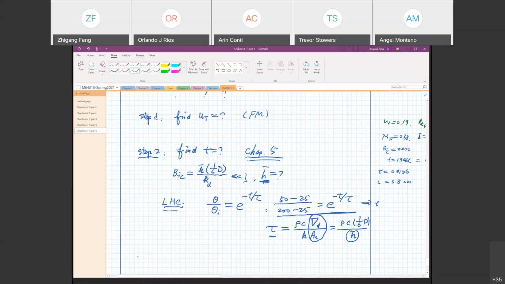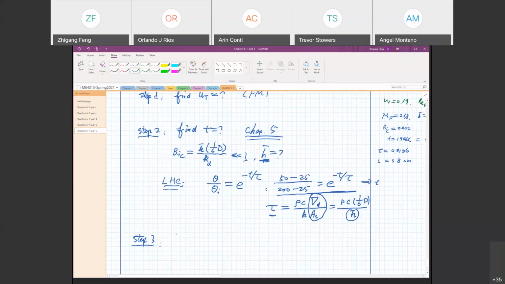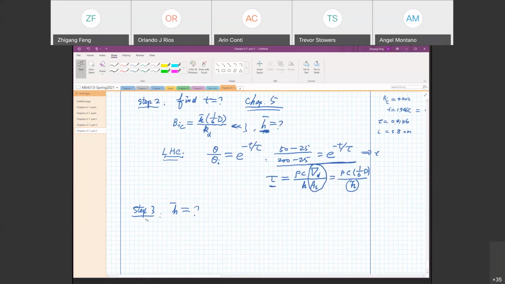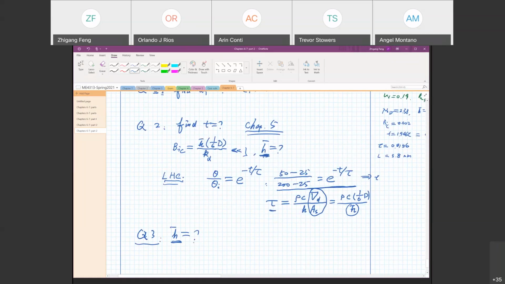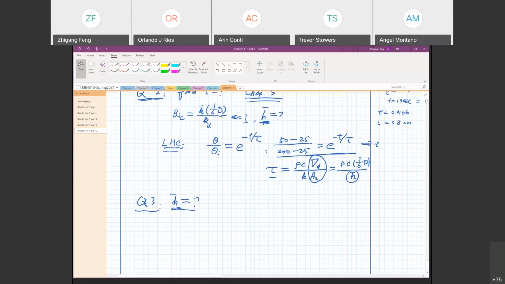So that's where we have to answer the third question. What's the h value? Instead of using step, I'm using question 3. When we talk about steps, we always start with step 1, then move to step 2, step 3. But in this case, we actually have to start with question 3 first. We need to find h before we can find the time, right? That's why I changed step to question. So question 3 is, how do we find the average convection heat transfer coefficient?